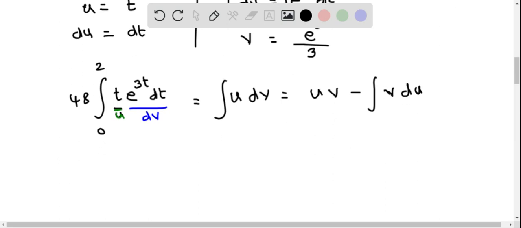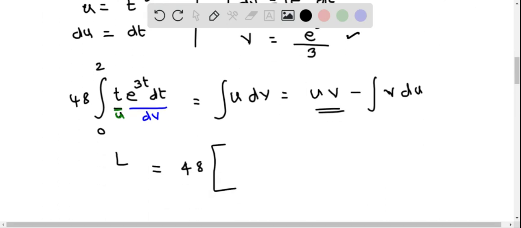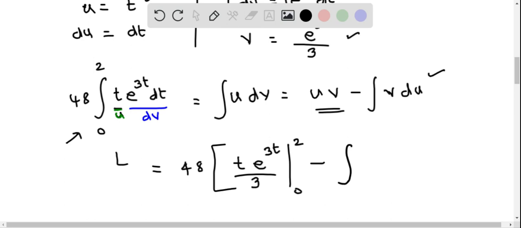So therefore this integral is equal to, we have the 48 in front, and then I have to put uv. u is t and v is e raised to the power of 3t by 3. So I'm going to plug it in here: t times e raised to the power of 3t divided by 3. And since this is a definite integral, we apply the limits 0 to 2 to this expression, minus, and we apply the formula, the integral, once again with the limits 0 to 2, of v du.